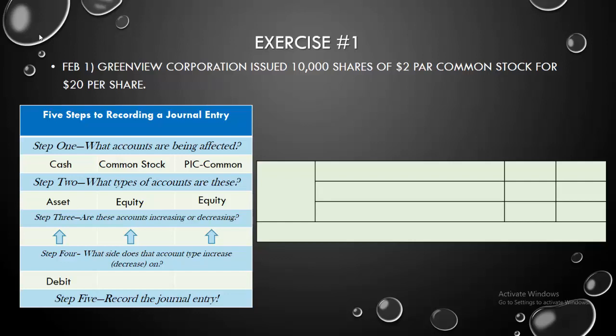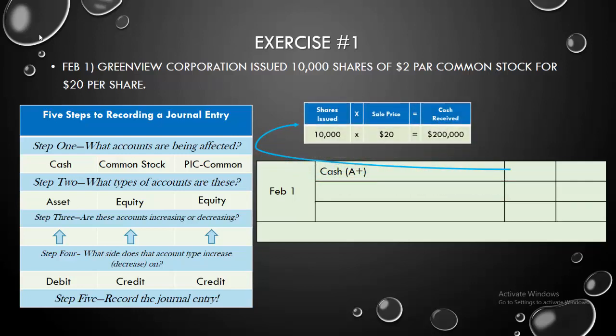Cash as an asset is going up, and all assets always go up on the debit side. Both common stock and your PIC account are equity accounts, and they're going up, and equity accounts always go up on the credit side. So we know our journal entry is going to have one debit to cash and two credits, one to common stock, one to PIC common. So in our February 1st journal entry, let's start by debiting cash, and we're going to debit it for an amount equal to the amount of cash we're receiving.